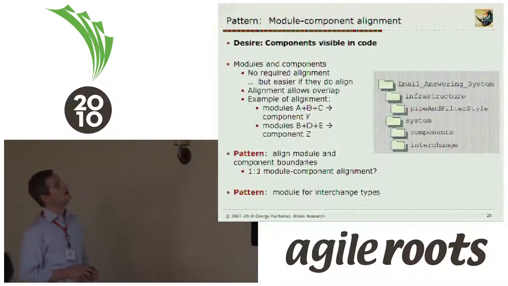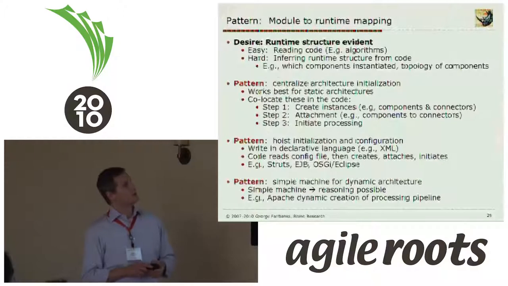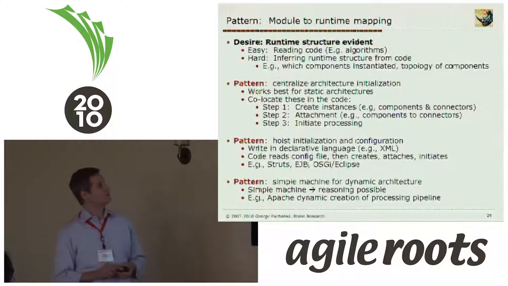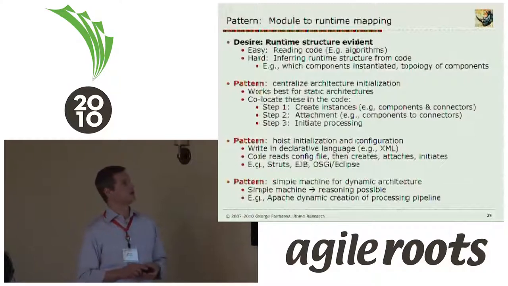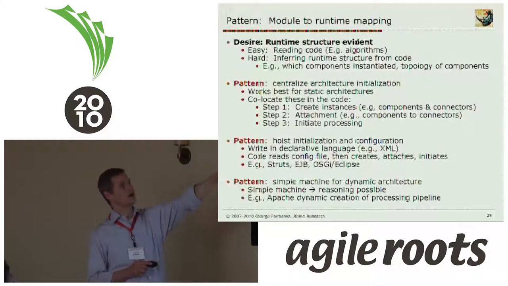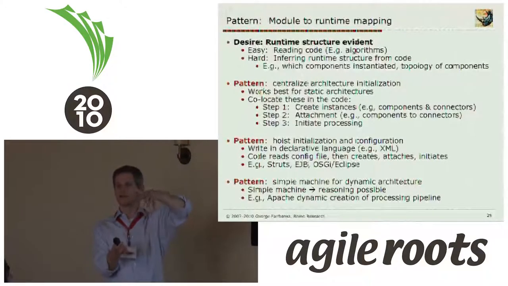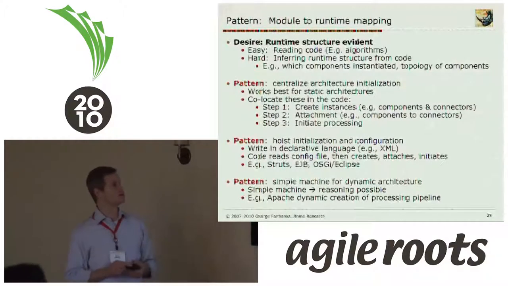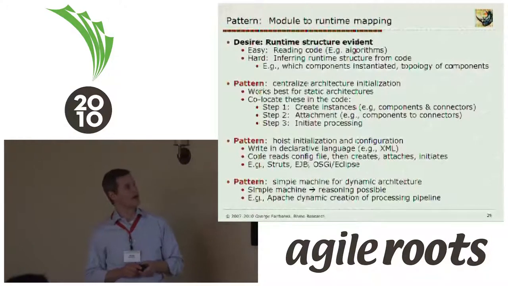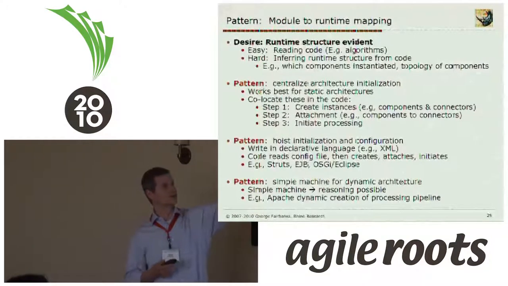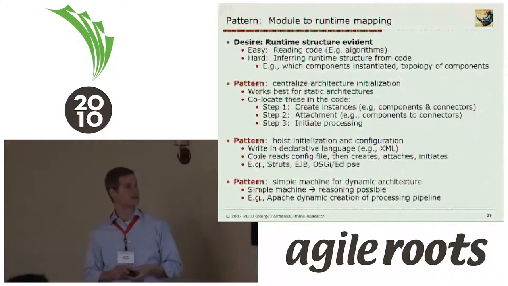Okay. Next pattern is module to runtime mapping. The desire here is to make your runtime structures evident in the source code. Now, it's easy to read code and sort of see an algorithm because it's all in front of you. Okay, you can see 20 or 100 lines of code on your screen. But it's hard to infer what runtime structures are going to pop out. For example, what components are instantiated or what the topology of these things is going to be.